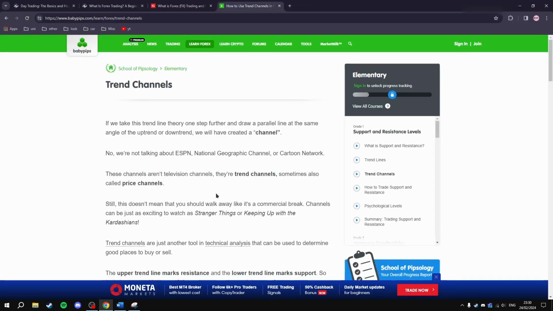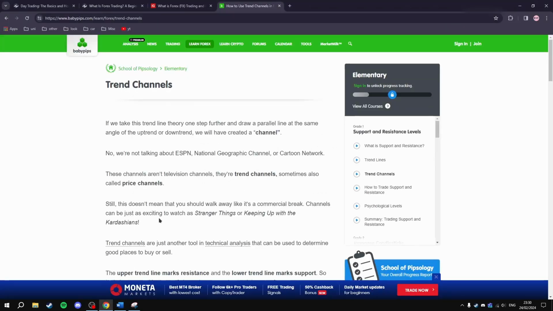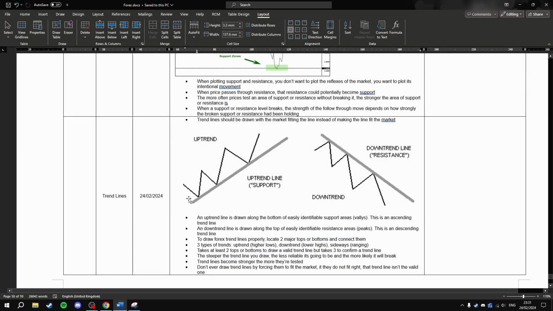If we take this trend line theory one step further and draw a parallel line at the same angle of the uptrend or downtrend, we will have created a channel. Wait, so draw a parallel line like here, like that, and we'll have created a channel. Oh, or do they mean like up above it, like here?